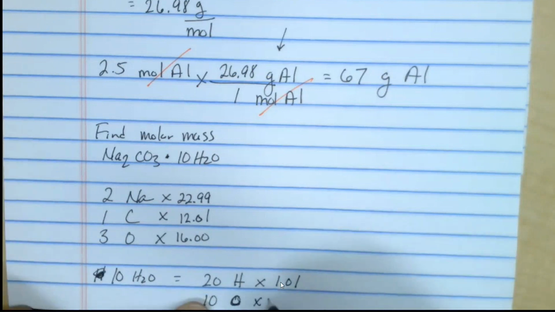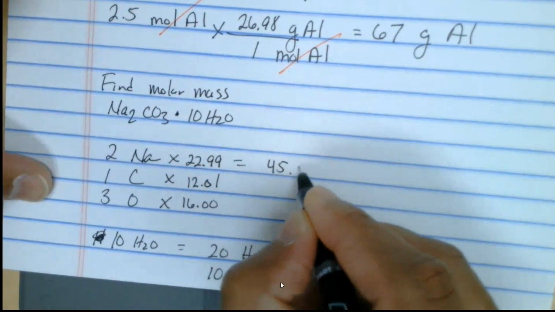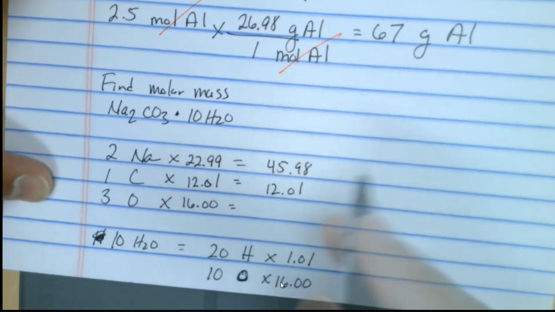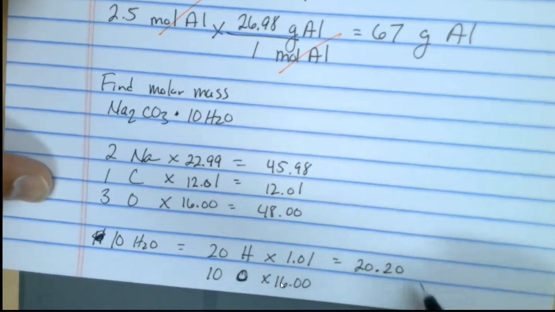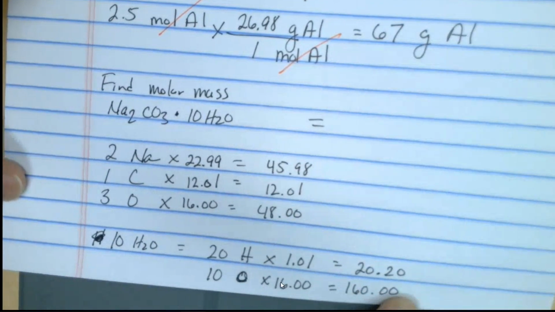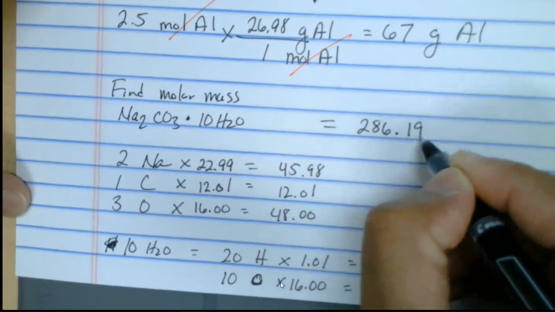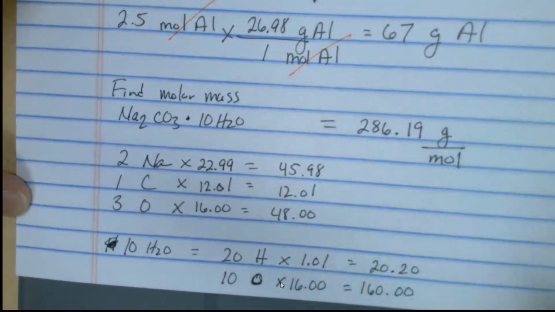And then here's 10 more oxygens again. We'll call that 16.00. What we have here, we'll call this 45.98. This is just times 1. This is 48.00. This one's easy, right? 10 times 2.02 is 20.20. And 10 times 16, that's 160. And then just add them up. And so again, to 2 decimal places, 286.19 grams of the washing soda per mole.